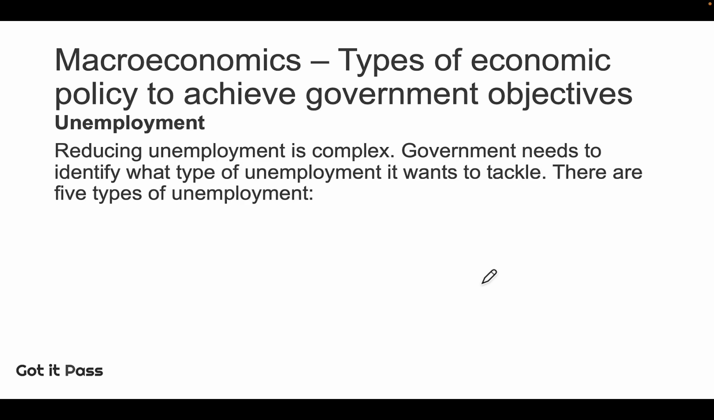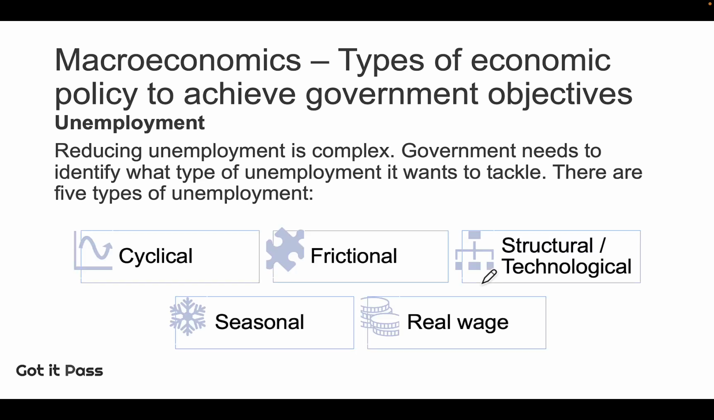But reducing unemployment is complex. Government needs to identify what type of unemployment it wants to tackle. And there are 5 types of unemployment. First, cyclical unemployment. Cyclical unemployment is caused by the aggregate demand in the economy being too low to create employment opportunities for everyone that wants a job.